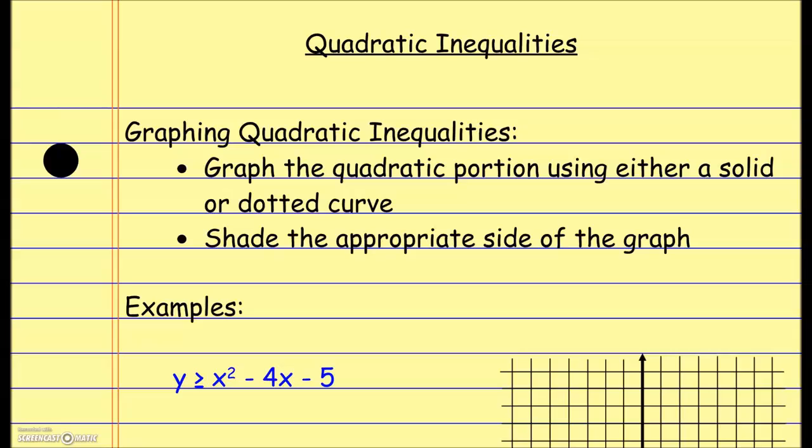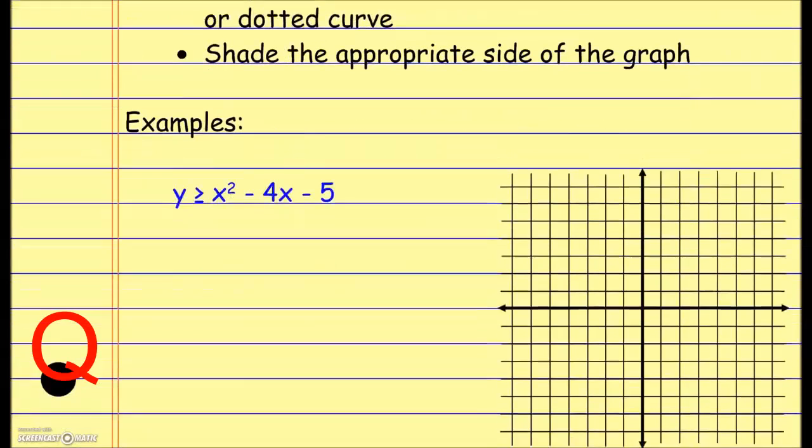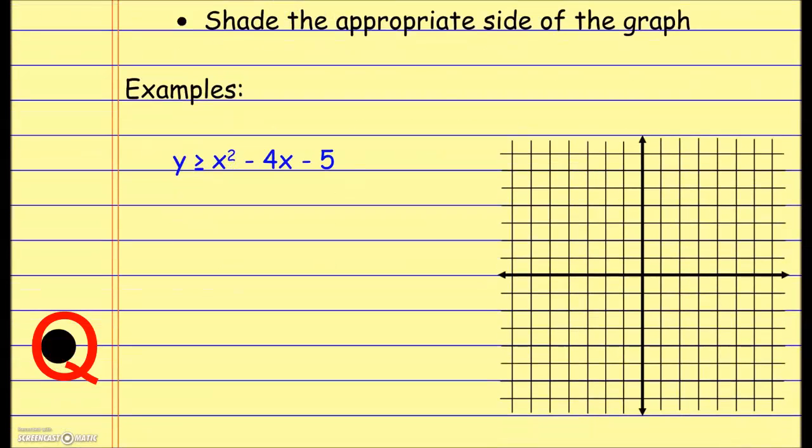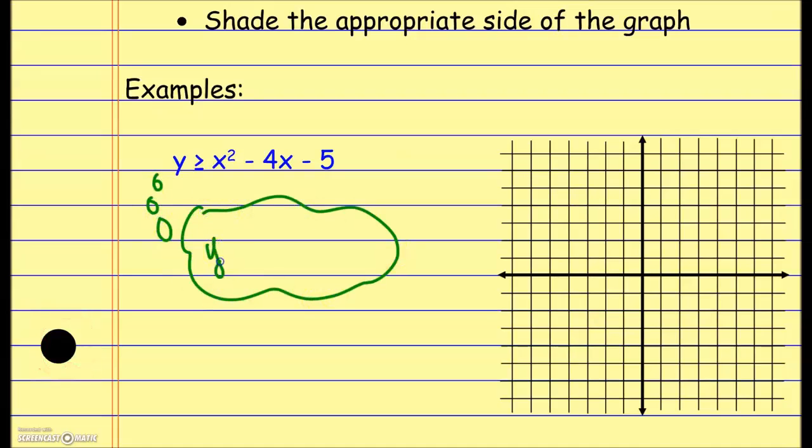All right. And then just like any other inequality, we're going to shade one side or the other, all right? And we're going to do that by testing a point to see what works and what doesn't work. For example, if I look at this first one, what I want to do is think about this thing in terms of if this was just y equals.